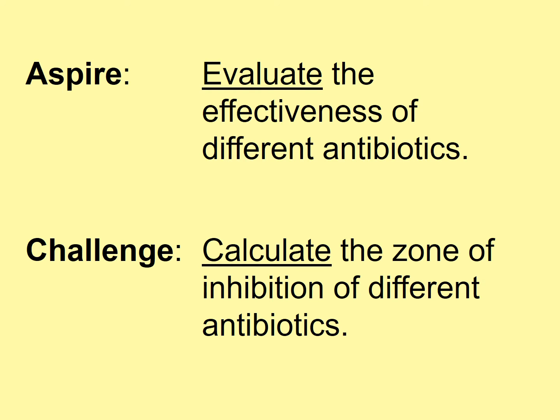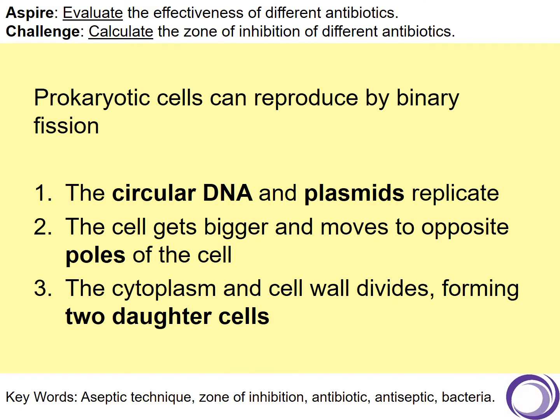The challenge for today is being able to calculate the zone of what we call inhibition of different antibiotics. And the aspire is to evaluate the effectiveness of the different antibiotics. So there's going to be a calculation in here, and we're also going to look at how we can see how antibiotics are effective. So there's a bit of a recap on prokaryotic cells and how they reproduce.